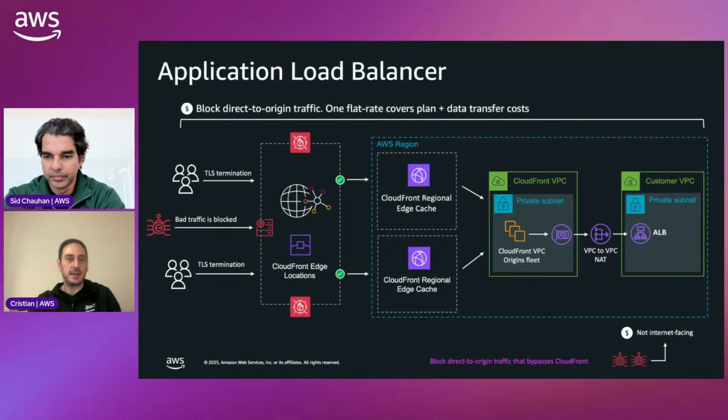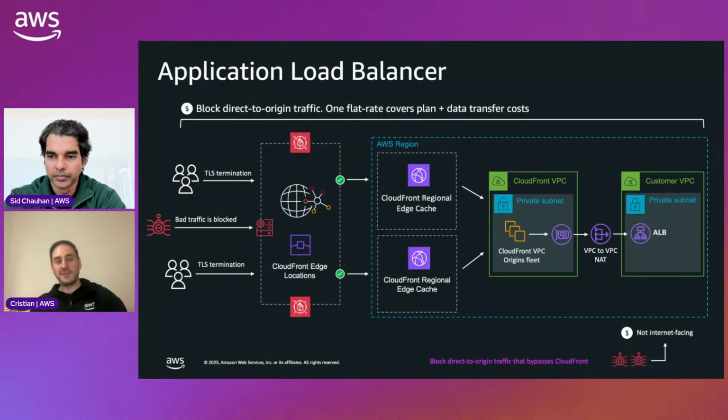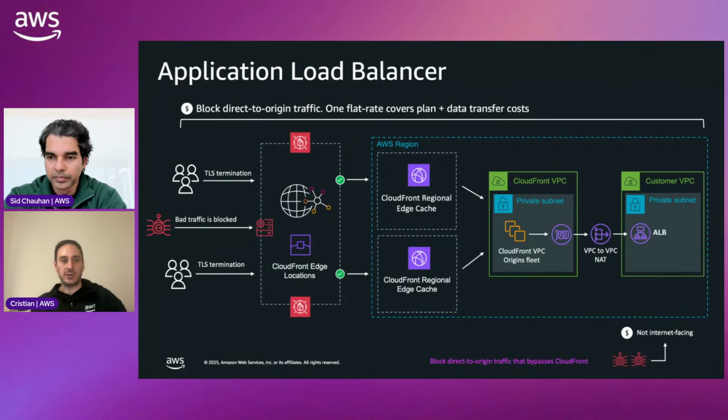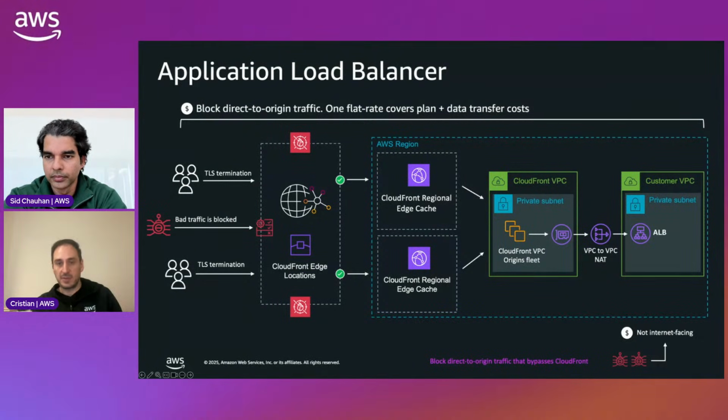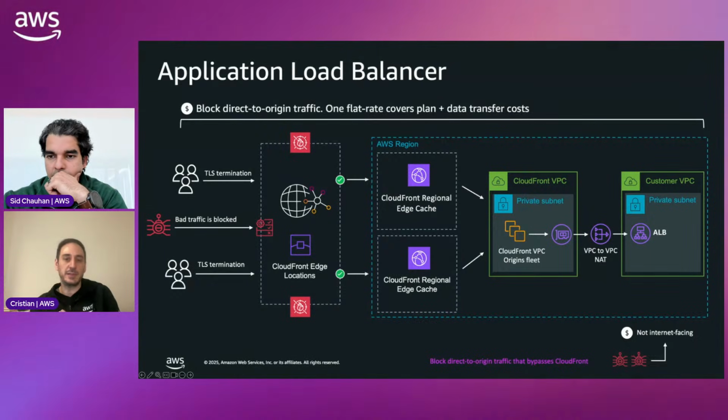Okay, finally, on the application load balancer, this looks really similar. CloudFront WAF is ingesting, absorbing, filtering all your inbound traffic at the edge. It's going to go into the region through the regional edge cache. And then here we recommend you set up your load balancer in a private VPC so that it's not publicly resolvable. Again, because it's not internet facing, you can avoid any risk of direct to origin traffic that's going to sidestep CloudFront.